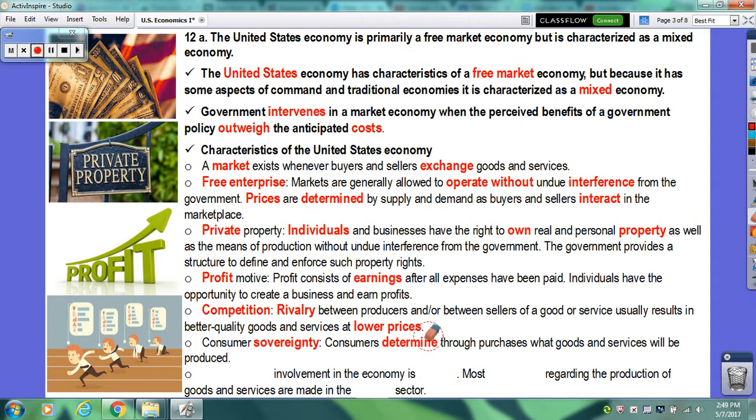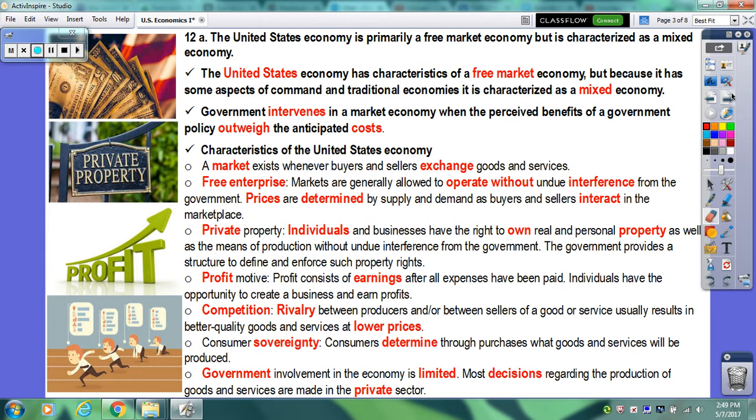So there's going to be a lot of builders who want to build that, and that has to do a lot with consumer sovereignty. Last point here is that government involvement in the economy is limited. So in the United States, the government does have a significant amount of influence, but it also does not. So most decisions regarding the production of any kinds of goods or services are made in the private sector. Let's go to our next slide.